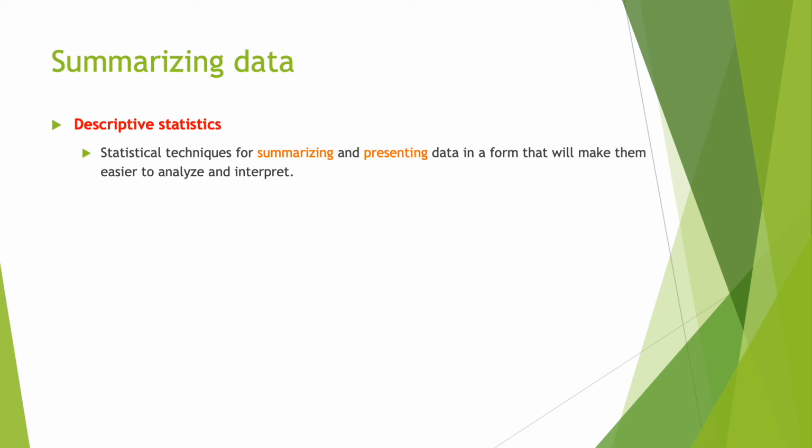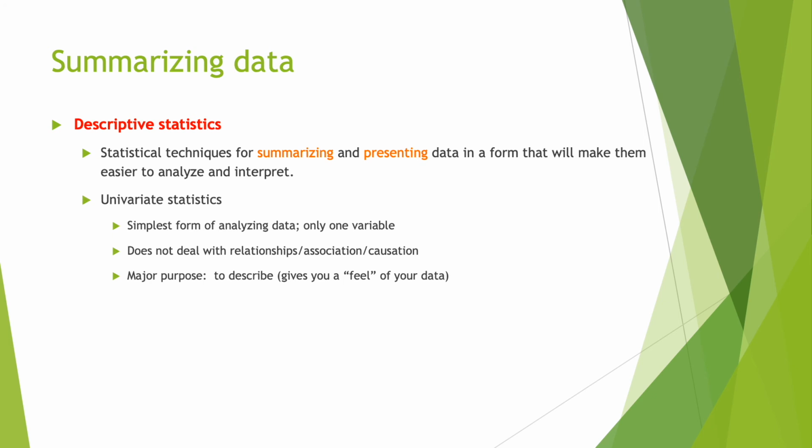As a review, descriptive statistics involve techniques for summarizing and presenting data in a form that will make them easier to analyze and interpret. Very often, univariate statistics are employed. They represent the simplest form of data analysis, and as the name implies, they involve only one variable. And because only one variable is involved, there are no comparisons with other variables to analyze relationships, associations, or causation. Univariate statistics are generally just there to give you a feel of your data.